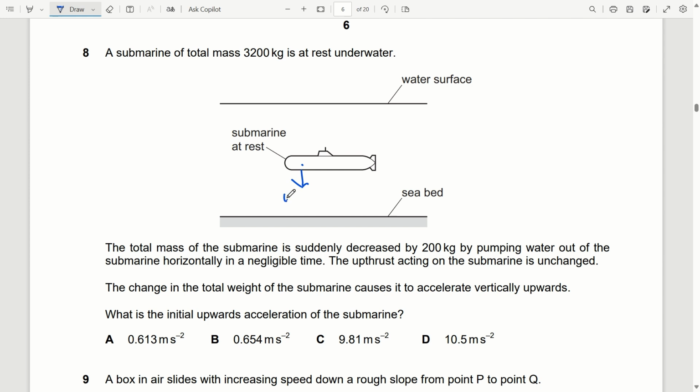Its weight will be acting downward. That is equal to 3200 into 9.81. And the same will be the upthrust acting upward. That is 3200 into 9.81. Why the same? Because it is at rest.